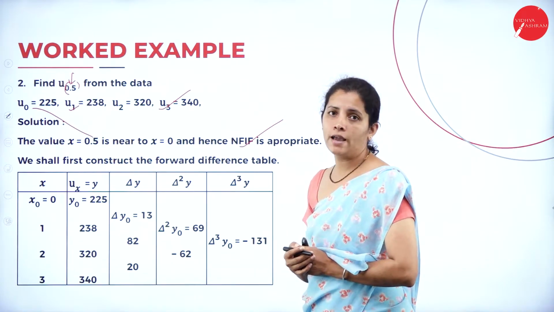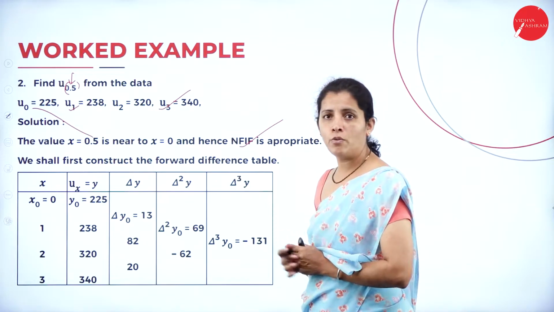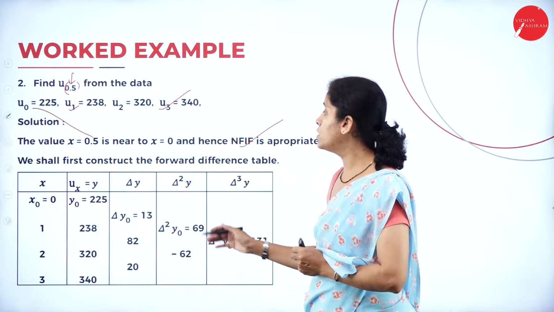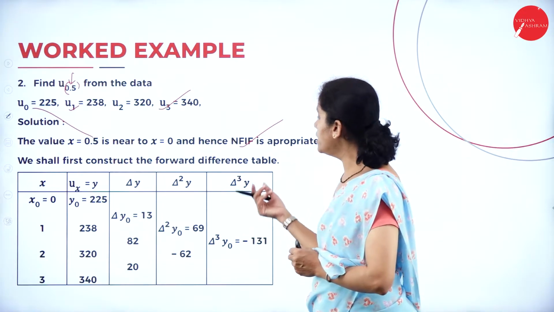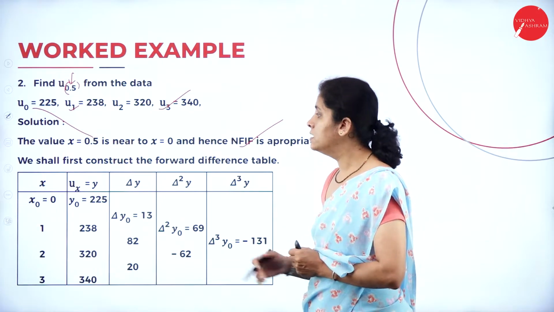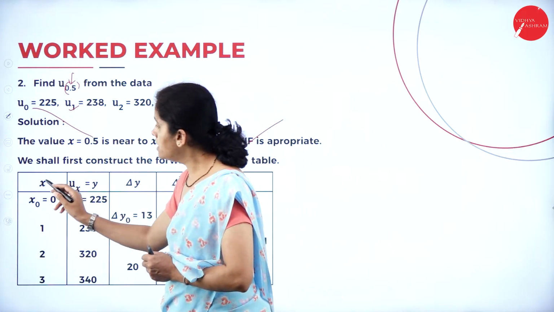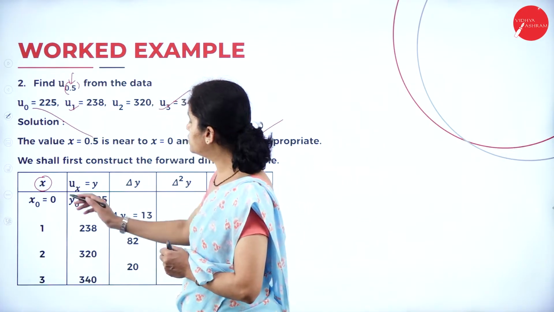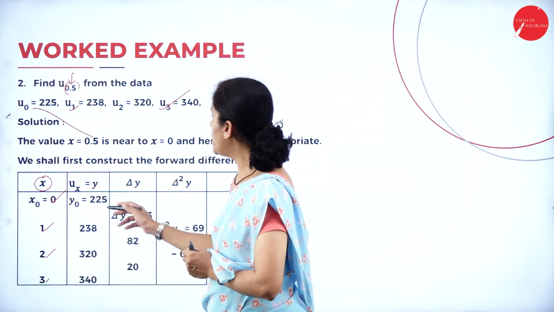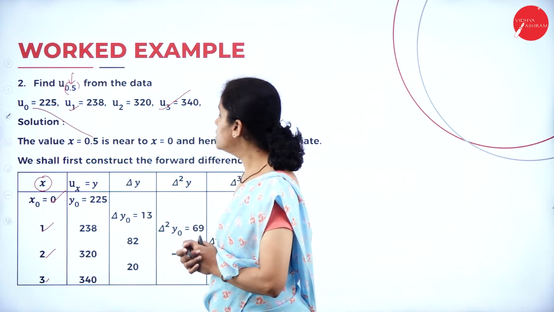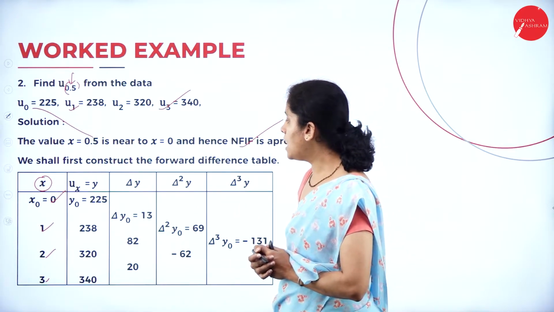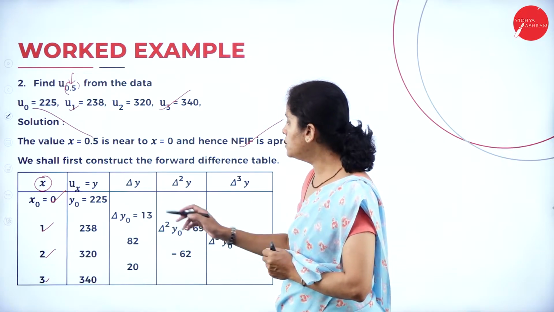So what are the things I want? See here, according to the formula, I want y naught, delta y naught, then I want delta square, then I want delta cube. So I want to construct the table. See here, I have the x, okay, then I'll substitute the values 0, 1, 2 and 3. And what about y? y is 225, 238, 320 and 340.